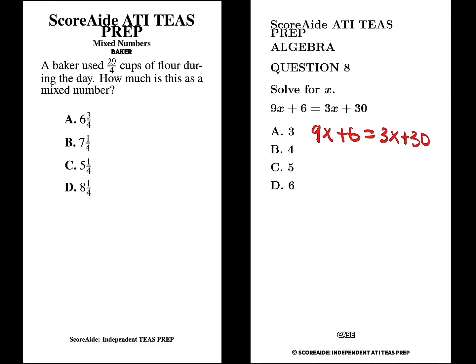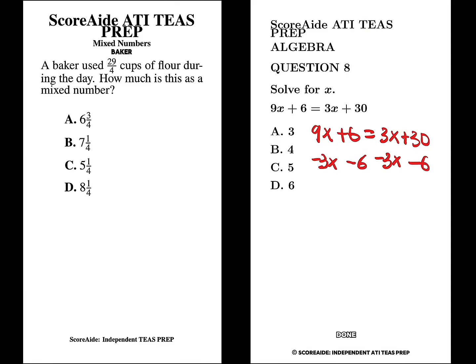In this case, we need to bring like terms together. We subtract 3x from both sides of the equation. Then we have plus 6 on the left hand side. So to eliminate plus 6 from the left hand side, we are going to subtract 6 from both sides of the equation.